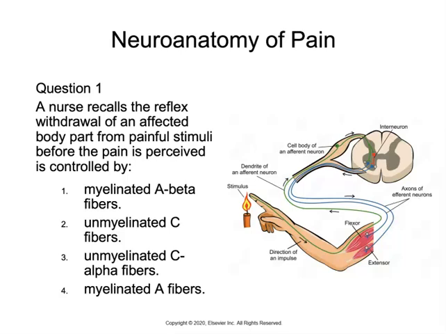Let's do a quick little check on knowledge. So you have this question here. A nurse is recalling the reflex withdrawal, so we see that as an example here, of an affected body part, the finger in this case, from painful stimuli before the pain is perceived. And this is going to be controlled by: myelinated A beta fibers, unmyelinated C fibers, unmyelinated C alpha fibers, and myelinated A fibers, not A alpha.